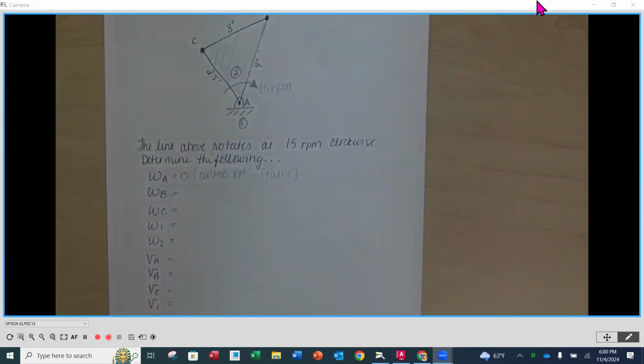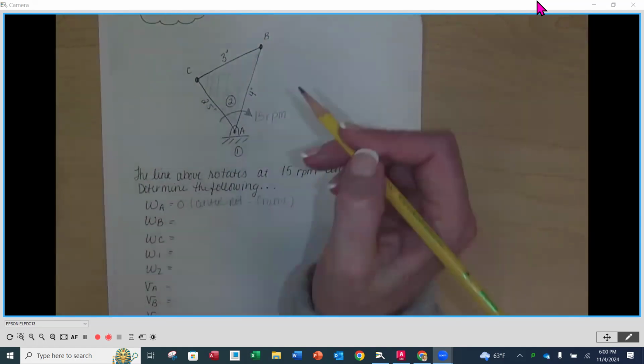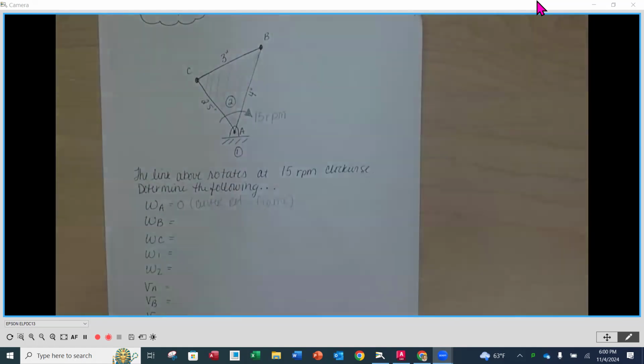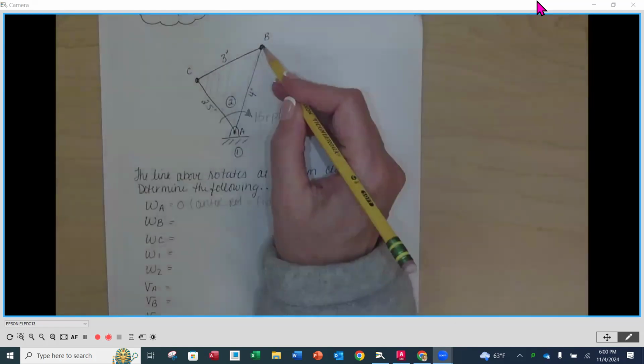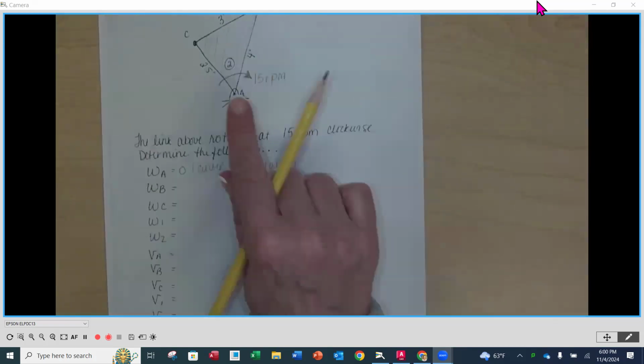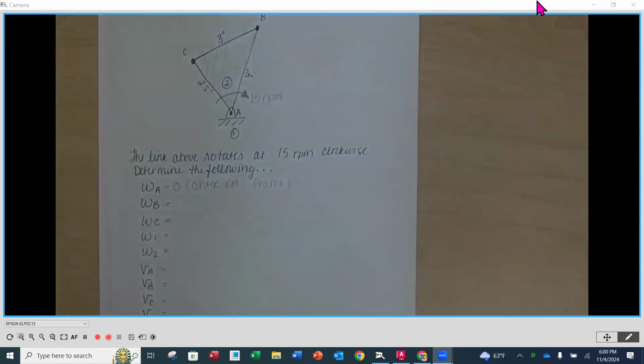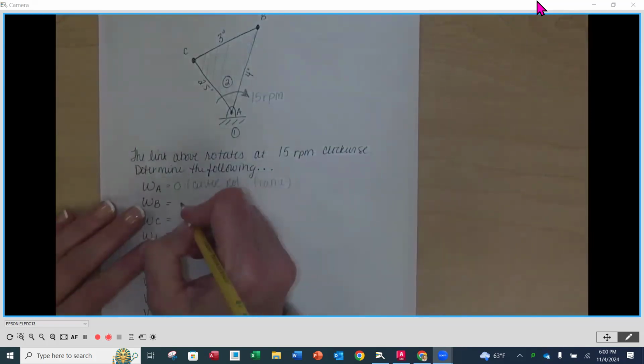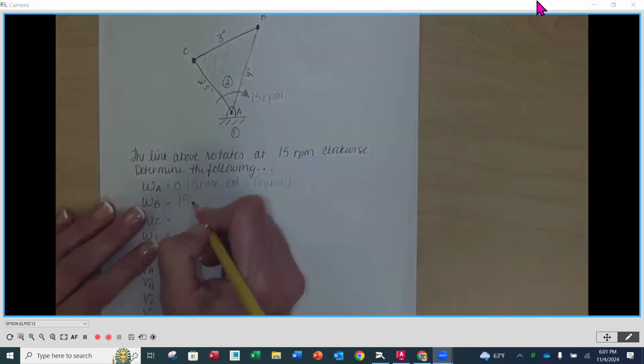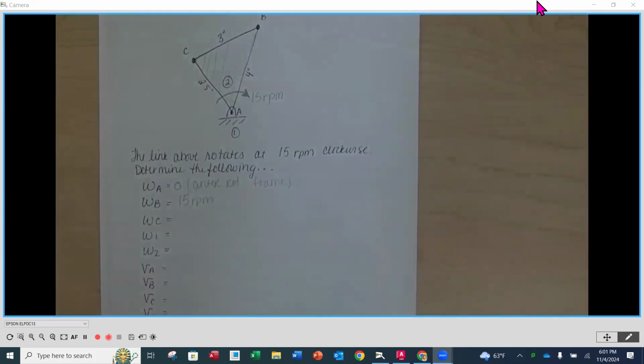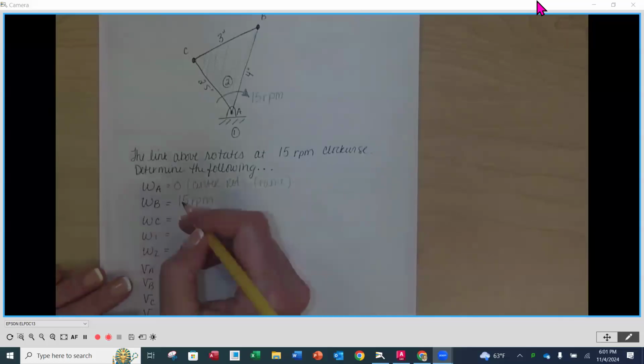Now, the angular velocity of point B. Point B is on link number 2. And if you remember, all of the points on a link are going to rotate at the same angular velocity as the link. So since this point is out here and the link is rotating, what is its angular velocity? It's W, 15 RPMs, exactly. If you wanted to convert it, you could, but we can just leave it as 15 RPMs. What about point C? Also 15, yes.